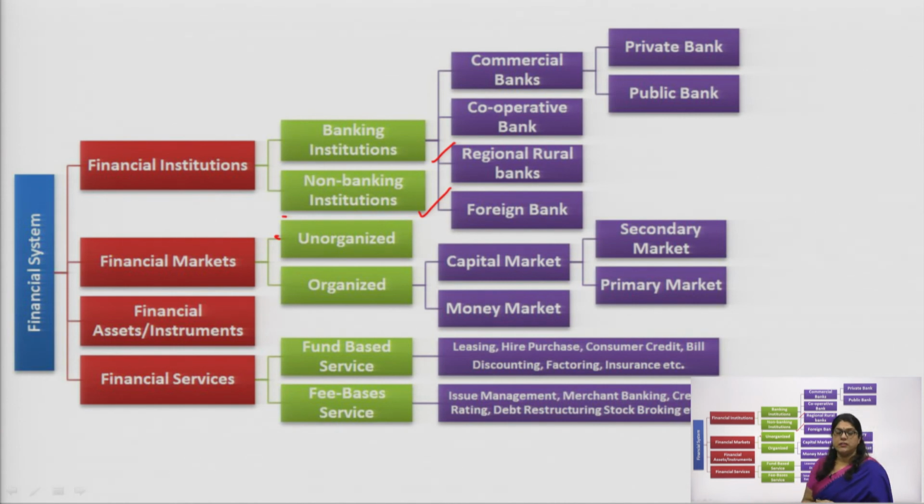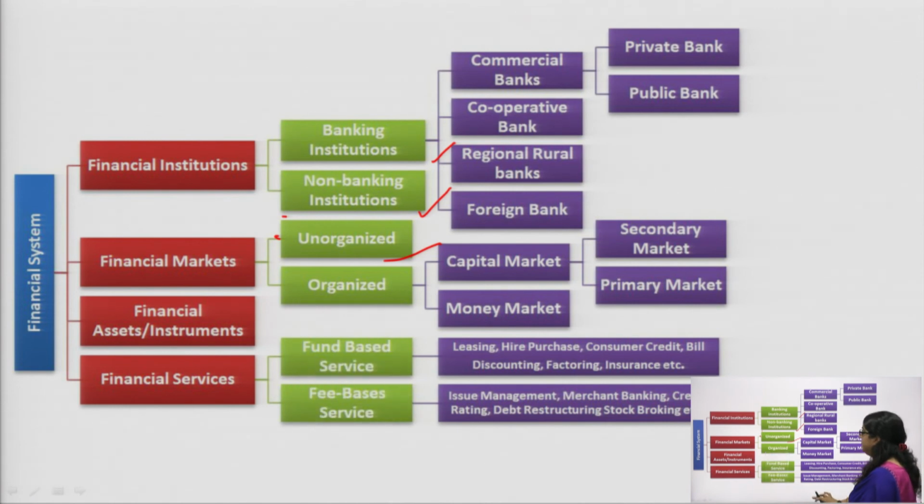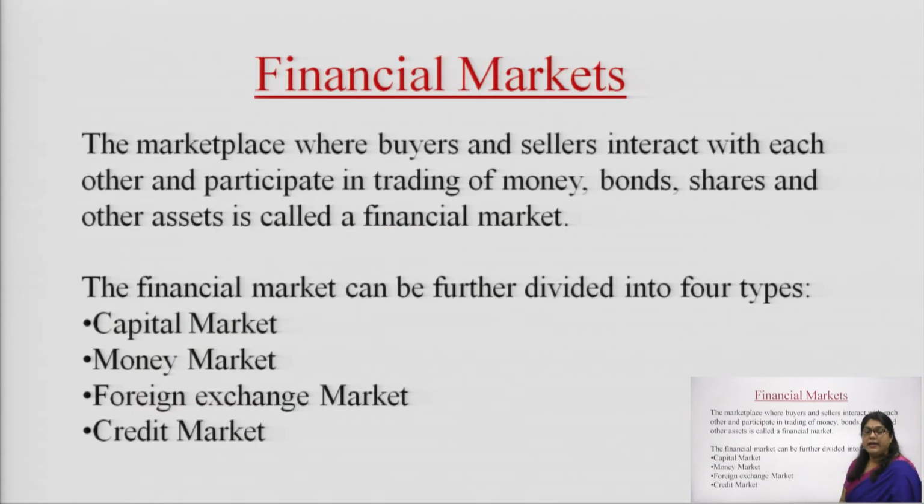Now moving further, in this lecture we will cover the rest three components. One is the financial market. What is a financial market? It is divided into organized and unorganized. The organized financial market has some rules and regulations, and the unorganized means there are some people who are making their own rules, but they are not governed by the government.